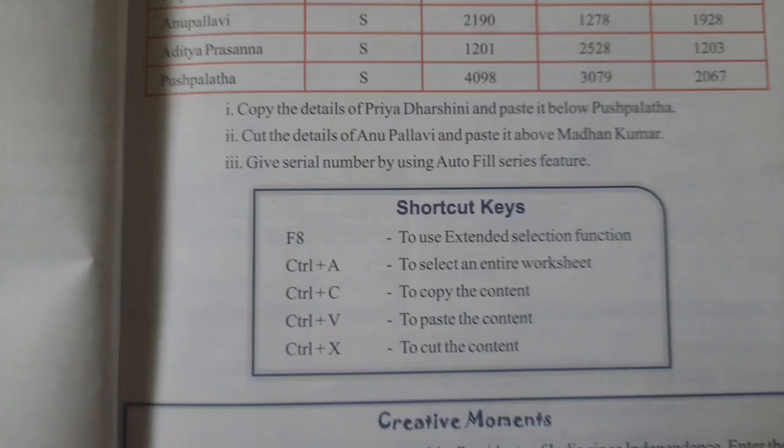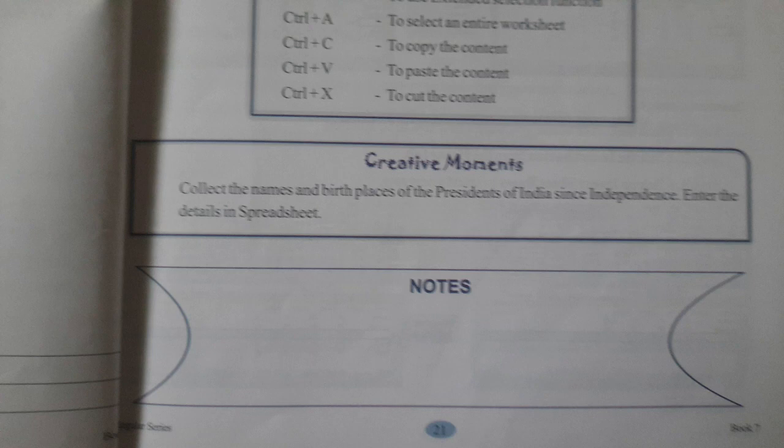Okay. Shortcut keys, we already discussed about shortcut keys. The F8 key is used for the extend function. Control plus A is used for selecting the entire document. Control plus C is used for copy. Control plus V is used for paste, and Control plus X is used for cutting the data. Very simple questions. You can complete the exercise there.